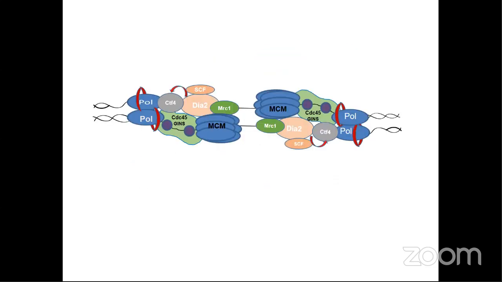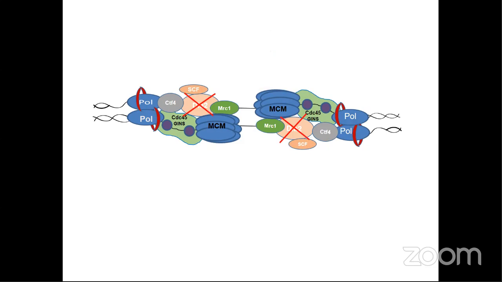Okay, with knowing all of these things, we asked ourselves, is DIA2 somehow involved in CTF4 metabolism? Because we know that DIA2 binds to the replisome thanks to MRC1 and CTF4. They act as its stabilizers to the replisome. So we know that DIA2 is involved in the degradation of MRC1. Is this the case for CTF4?